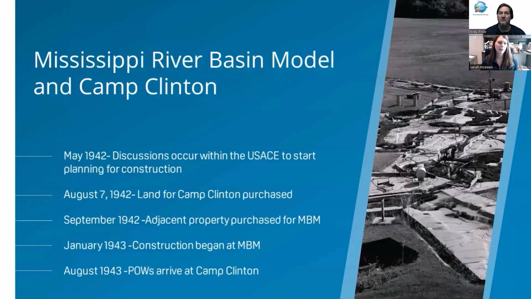As they got into it, from 1928 to 1942 was when they finally got all their ducks in a row, so they started planning for construction. They purchased the land for a prisoner of war camp, and they purchased the land for this physical model. The reason being, in 1942 we're in the middle of World War II. The labor source is not readily available to do the construction needed for this research activity. Since it wasn't a war-directed activity, it was a labor source that could be utilized for that action.